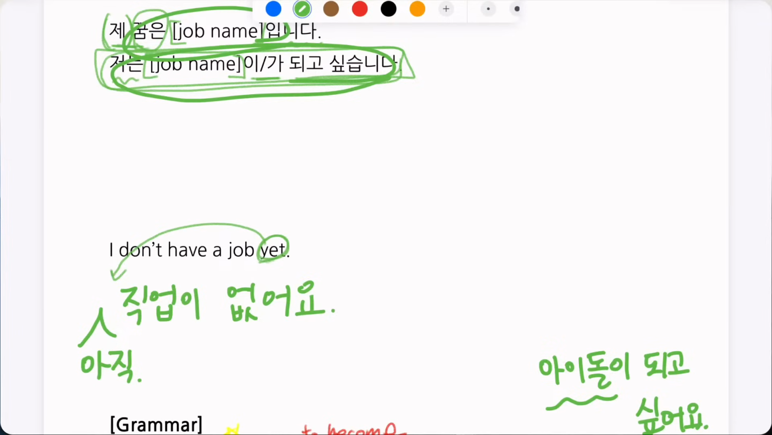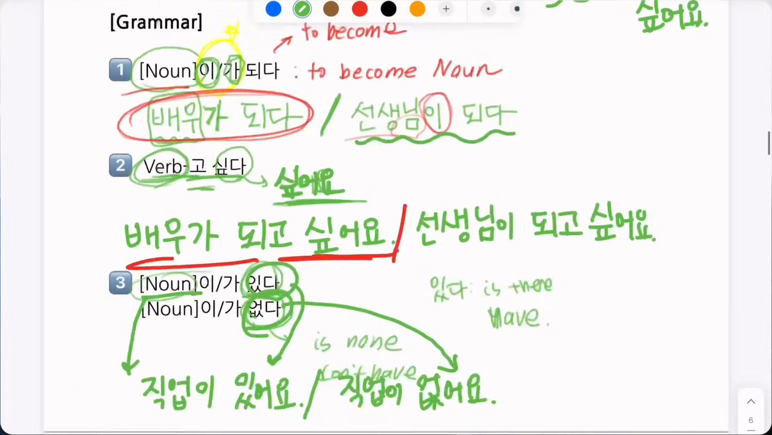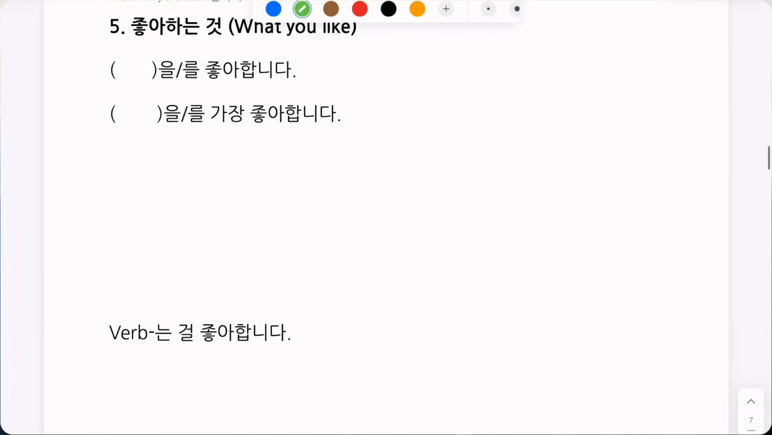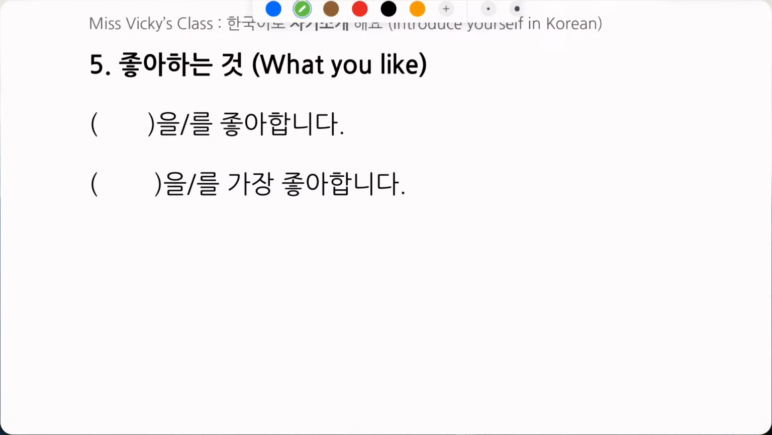근데 but 저는 뭐 아이돌이 되고 싶어요. But I want to become like a K-pop idol. You can say it like that. So that's how you can say what you do or what you study. And the next element is talking about what you like. 좋아하는 거. 좋아하는 걸 말할 수 있어요. You can talk about what you like.